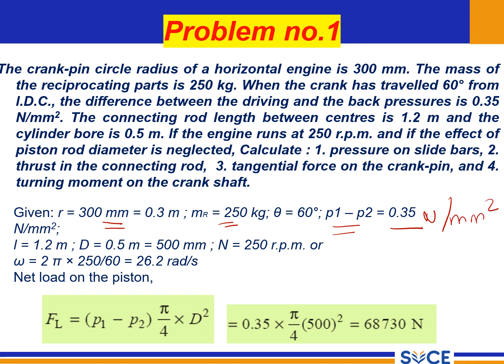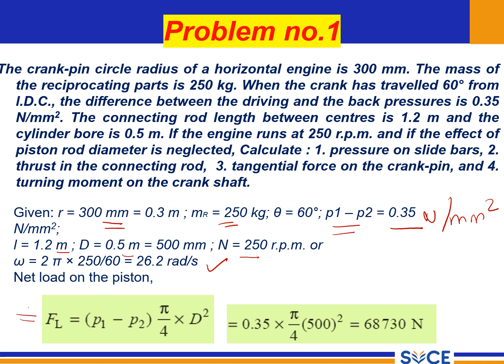The connecting rod length is 1.2 meter. The cylinder bore diameter is 0.5 meter. The speed of the IC engine is 250 rpm, so you can calculate omega as 2 pi N by 60. So what is the net load on the piston?